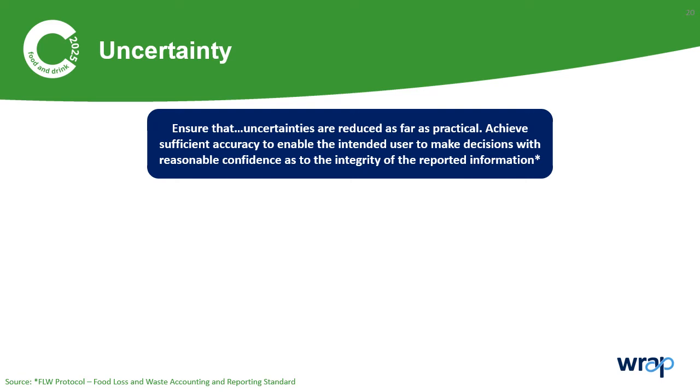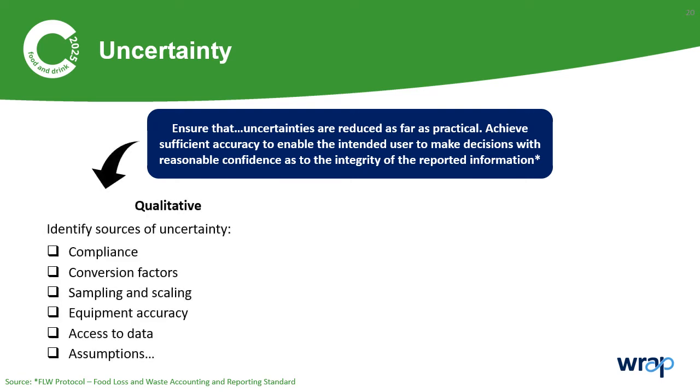So at the very least, we should be looking to understand from a qualitative perspective what some of those sources of uncertainty are, and then to be explicit about those, because that will enable you to work out what impact they're having and to see if you can reduce them further. Some sources of uncertainty might be things like compliance, for example, with putting waste in the right bins.